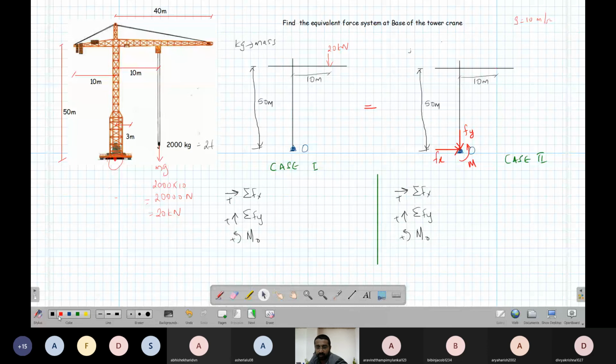Okay. So what is the summation of Fx? This is simpler. Remember, Fx is the x-direction force in the system. Okay, case 1: the force is 0. In the y direction there is minus 20.